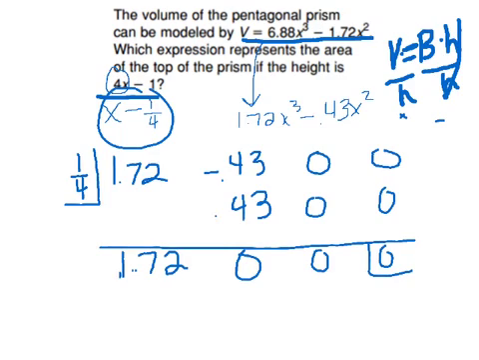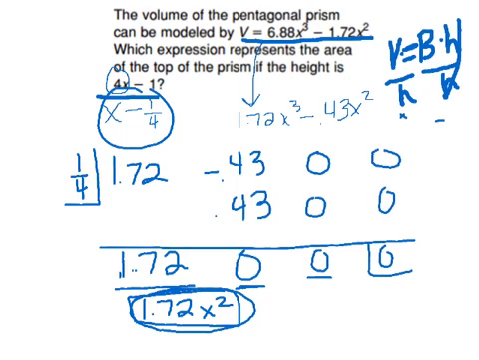Remember, this is the constant term, then the x term, and then this is going to be the x squared term, so 1.72 x squared. And that is our final answer. That's it. That is the expression that represents the height.